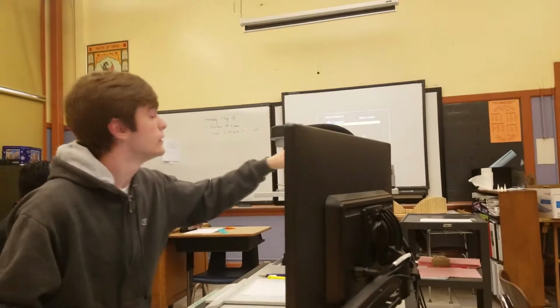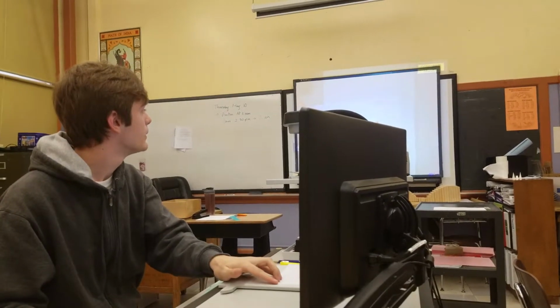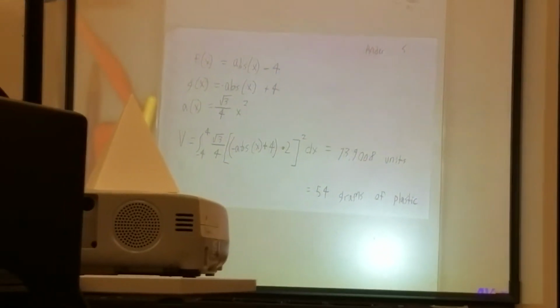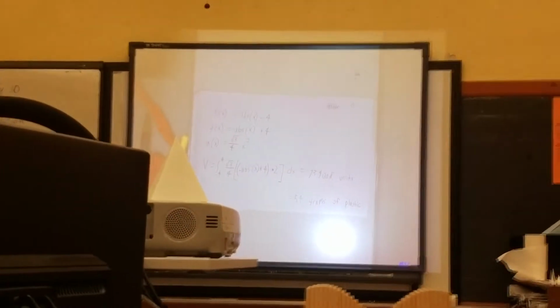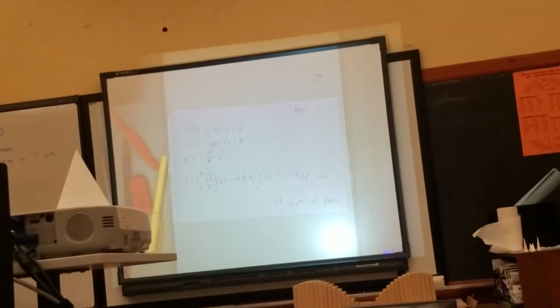And then if we go here, here's my math. So in the actual graph, it would be 73.9 units for the integral, but in reality I used 54 grams of plastic because it's half scale. But I also had infill, so that's why it was higher. So yeah, that's it. Am I missing anything?